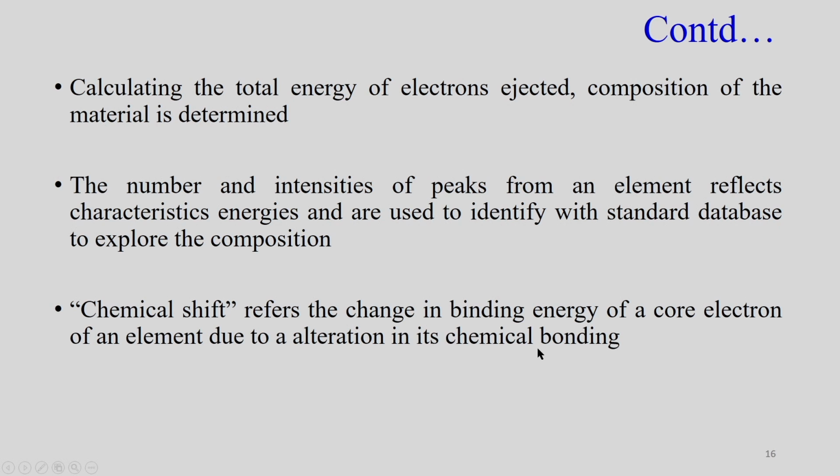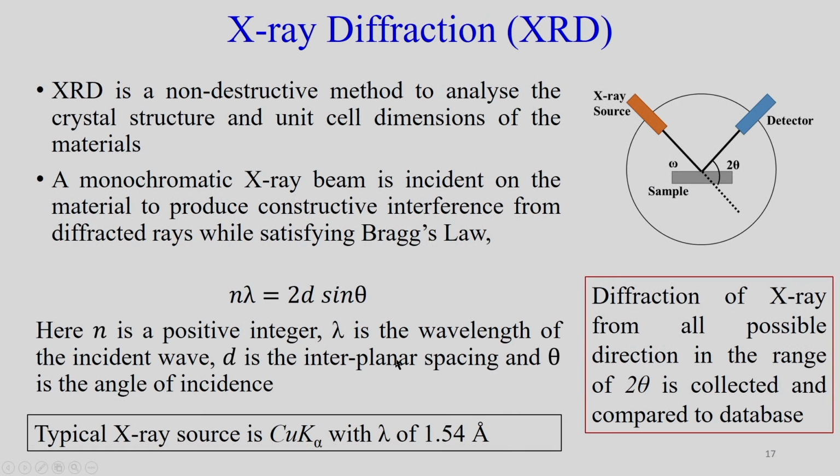So, because of its chemical binding, or you can say because of alteration in its environment, we also observe the chemical shift. So, it gives what different elements are present, and what different functional groups or bondings are available in that particular sample or particular material. So, after the XPS, we will also use the XRD.